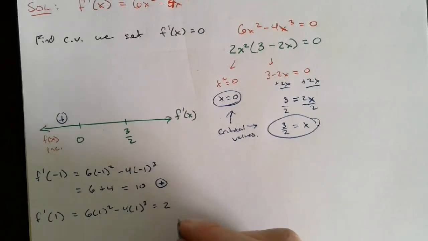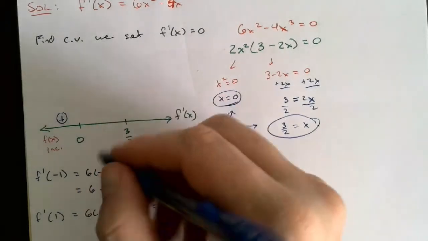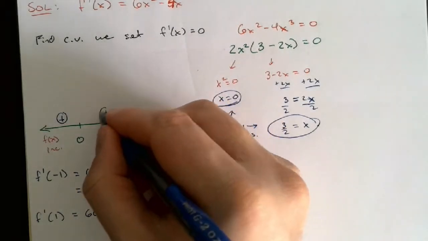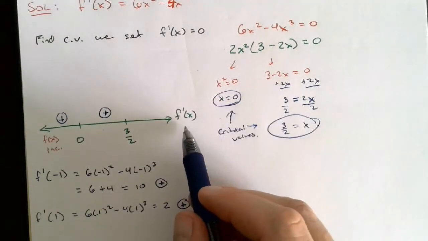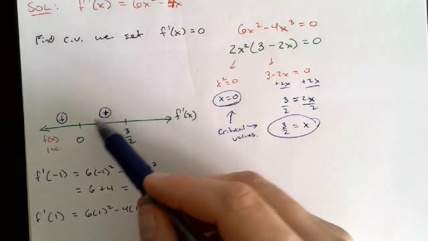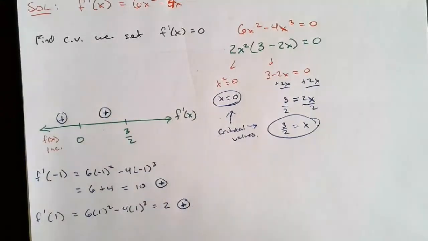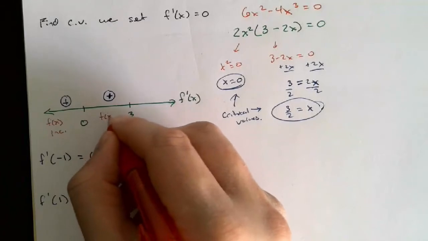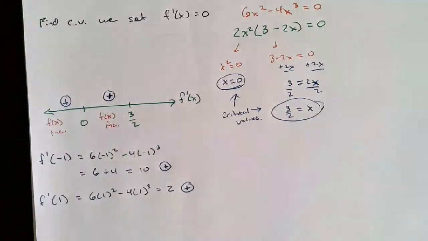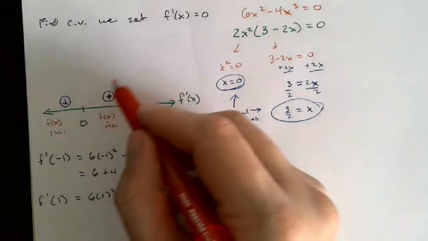2, what's important about it? The sign is positive. So between 0 and 3/2, I know that my first derivative is positive. What does it tell you about the original function? Well, remember, this is the slopes. The slopes are positive, which tells you that f of x, the original function, is increasing there, because these slopes are moving upward.